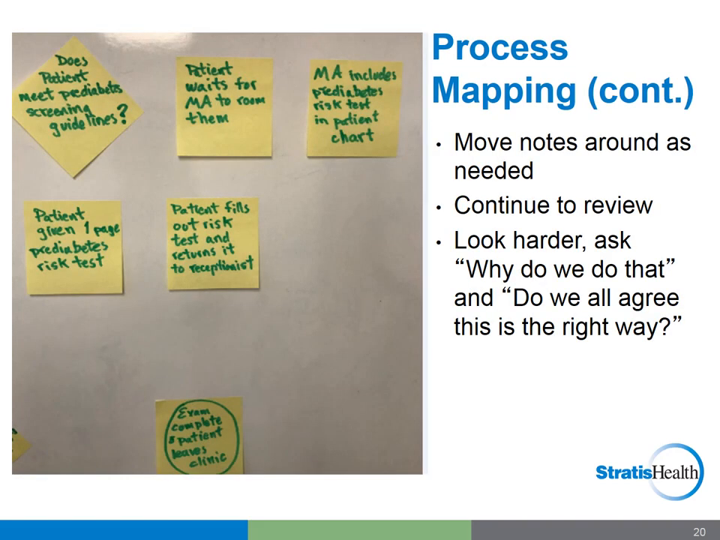The patient waits for the medical assistant, MA, to room them in the next step, another yellow square, and then the MA includes the prediabetes risk test in the patient chart or among the other encounter documents. So far, so good. As you add steps, consider what improvements you might make to the process and keep those in mind for the next phase of process mapping, which is to analyze and recommend those improvements. However, let's first complete our current state process map.